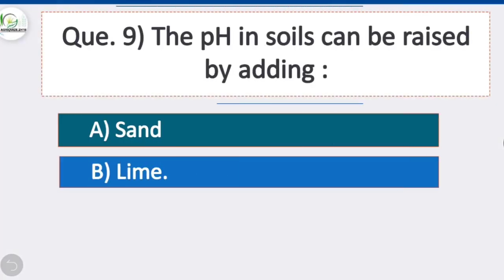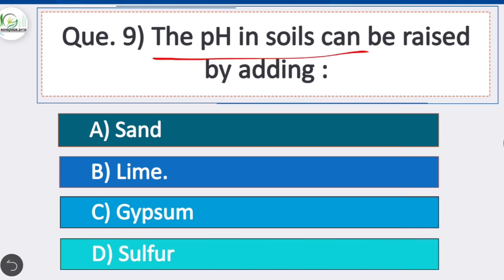Question number 9. The pH in soils can be raised by adding: option B is correct, lime. The pH of soils can be raised by incorporating limestone into the soil.